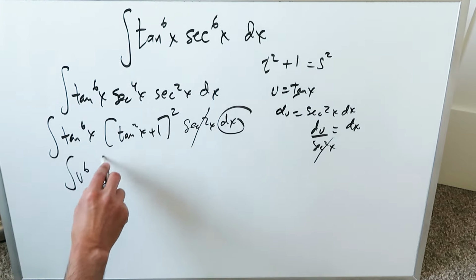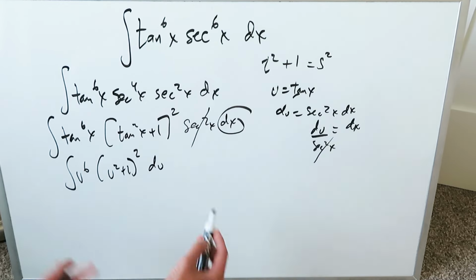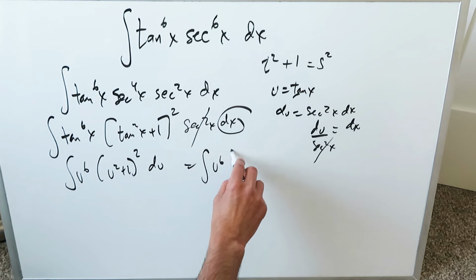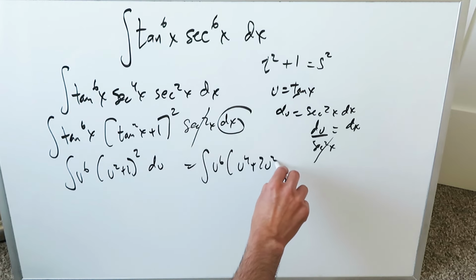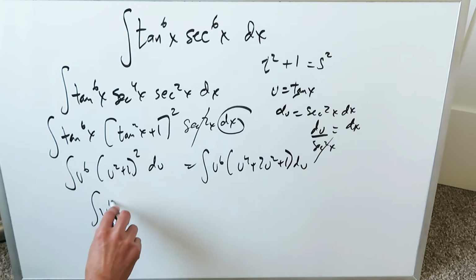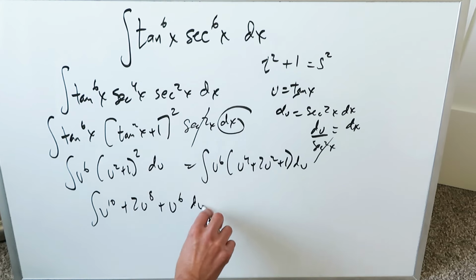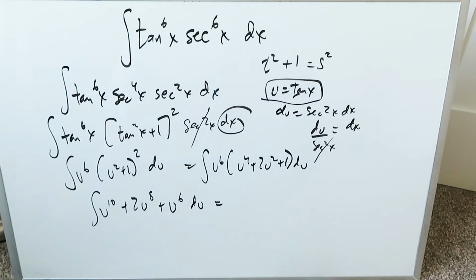You'll have u to the 6, u square plus 1 to the power of square du. That's it. u to the 6, u to the 4 plus 2u square plus 1 du. Open this up. You'll have u to the 10 plus 2u to the 8 plus u to the 6 du integrated, and bring in your substitution as you do your antiderivative.